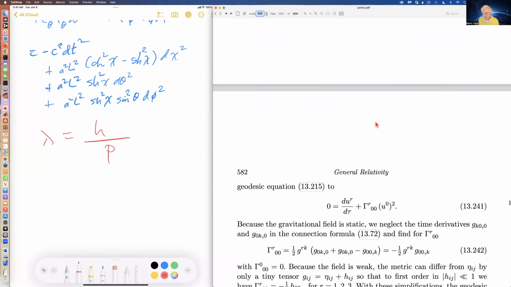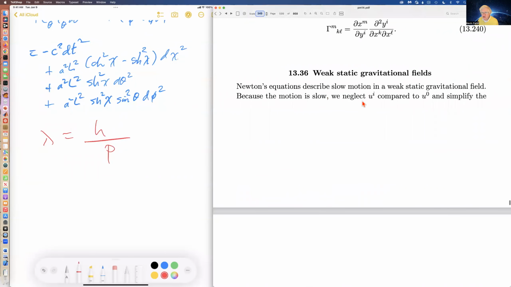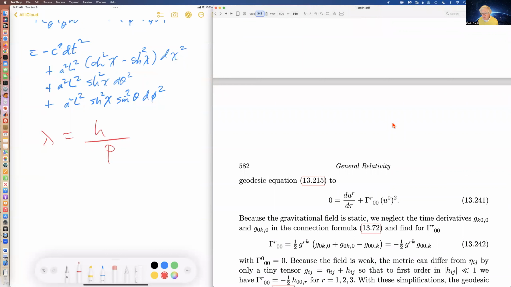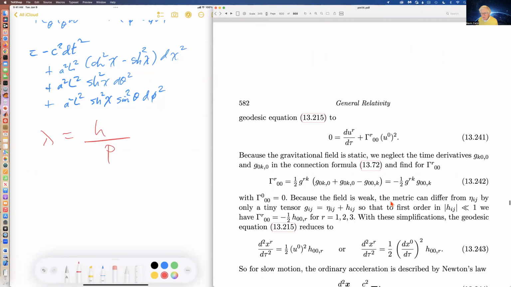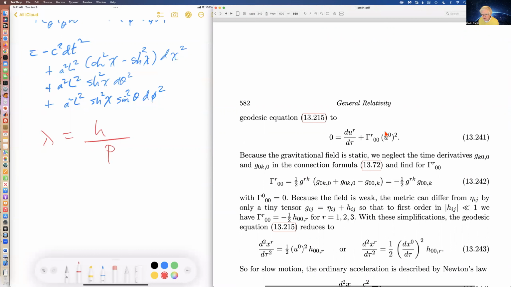what we would have is that the motion is slow, so we're going to neglect the velocities compared to just u0. And when we do that, instead of this expression, we just get this expression. Because it's static, we're going to ignore the time derivatives in the Christoffel symbol. And so this Christoffel symbol is just going to be the kth derivative of g00.